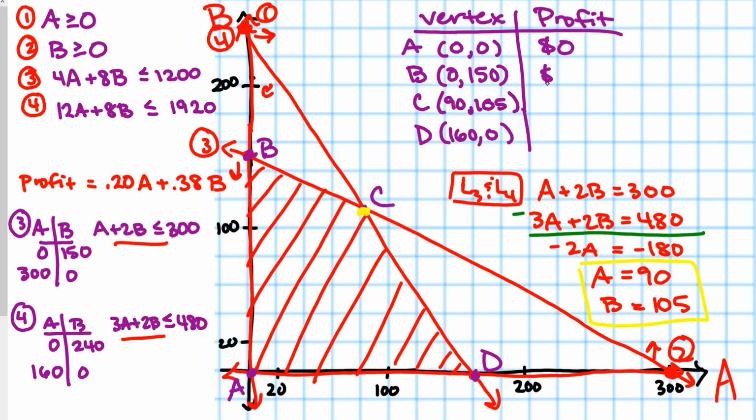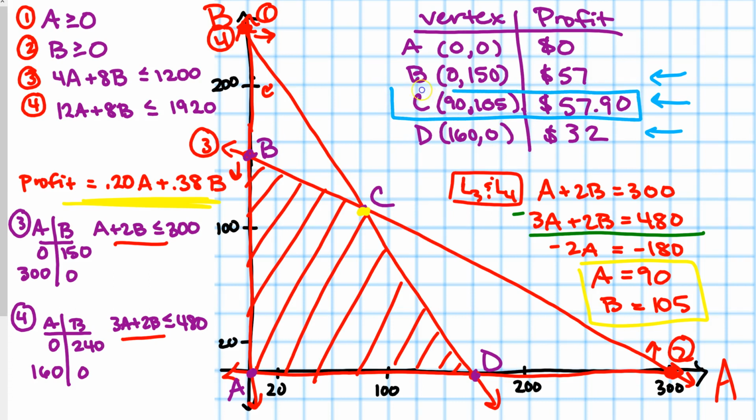Okay, so now I'm going to grab a calculator and put each of these vertices back into the profit, the decision function, the objective function, and we'll see what we get. Okay, it looks to me like the profit is $57 for point B, $57.90 for point C, and $32 for point D. So the highest profit is made if they make 90 cans of blend A and 105 cans of blend B.